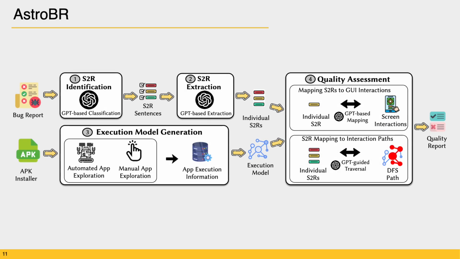To improve the process of assigning quality annotations to bug reports, specifically STRs, we proposed an approach called Astrobeer that provides quality annotations to steps to reproduce. This approach is divided into four separate steps. First one is identifying steps to reproduce from bug reports, extracting individual steps to reproduce, generating an app execution model, assessing bug report quality, and providing quality annotations to each STR. In the following slides, I will discuss each of those steps.